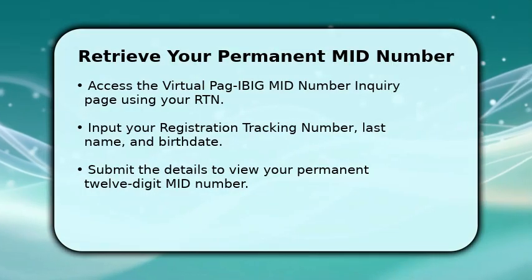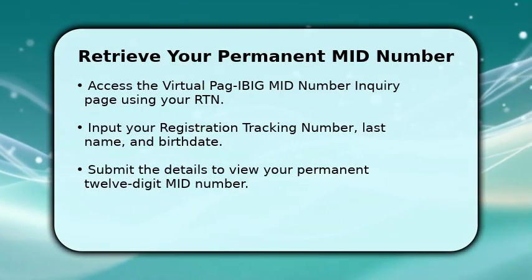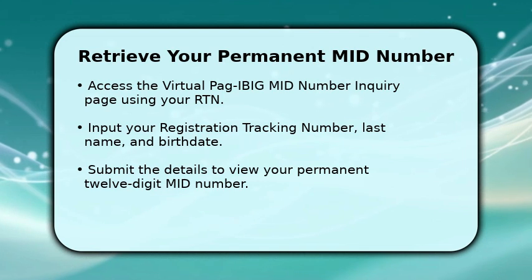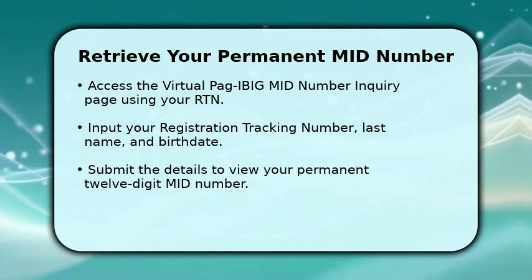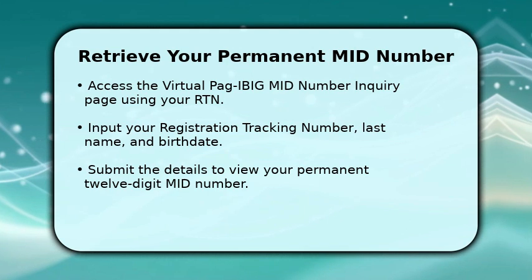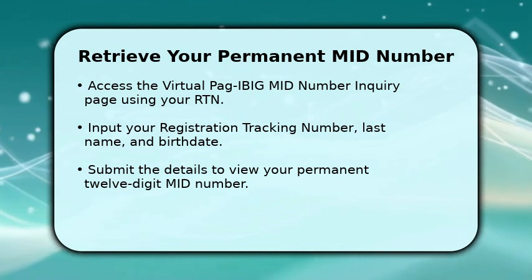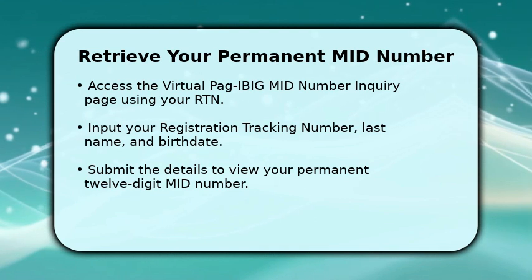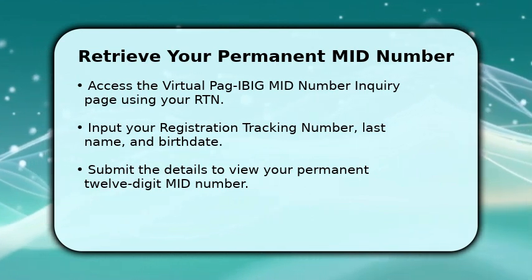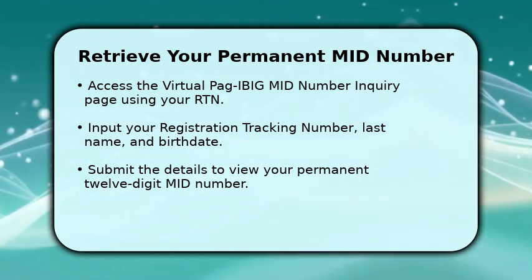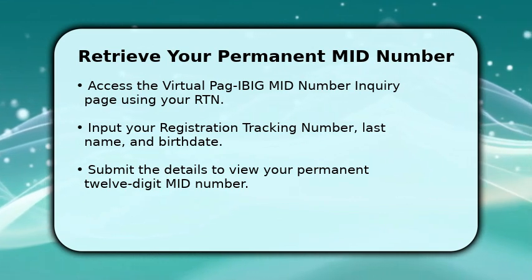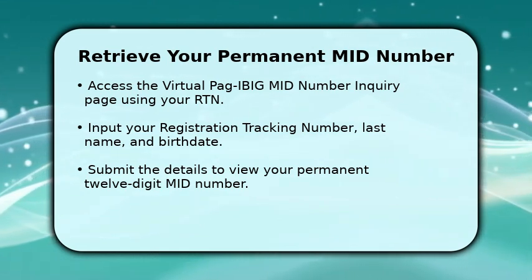After successfully registering and receiving your RTN, the next step is to retrieve your permanent membership ID number. Head back to the virtual Pag IBIG portal and find the MID number inquiry section. Here, you will enter your registration tracking number, your last name, and your birth date. Click Submit, and your unique 12-digit Pag IBIG MID number will be displayed.